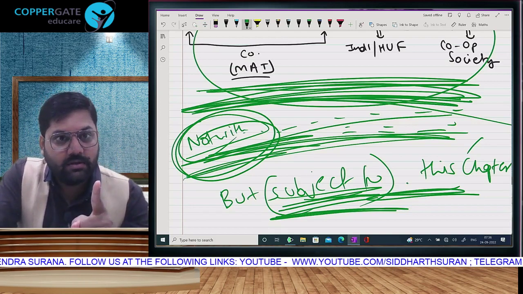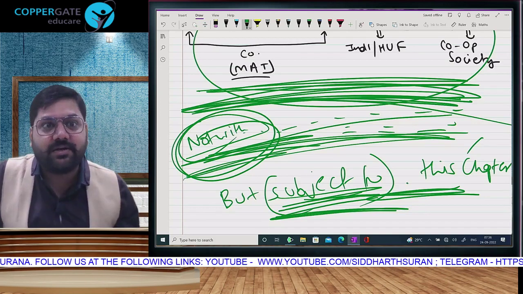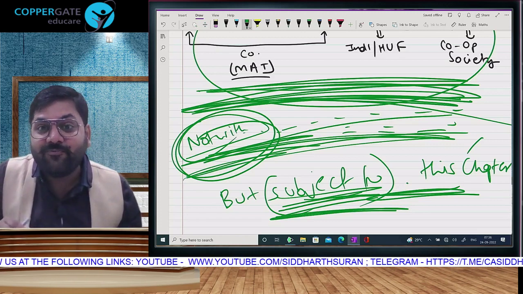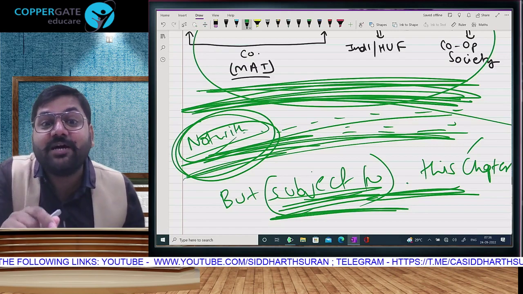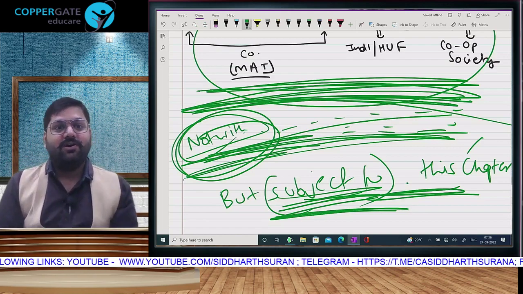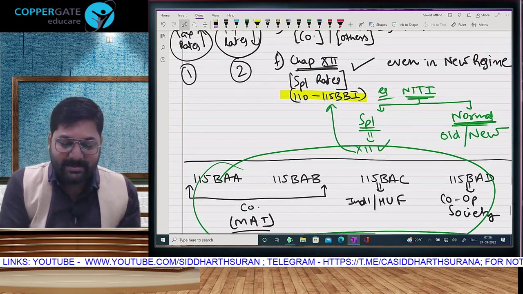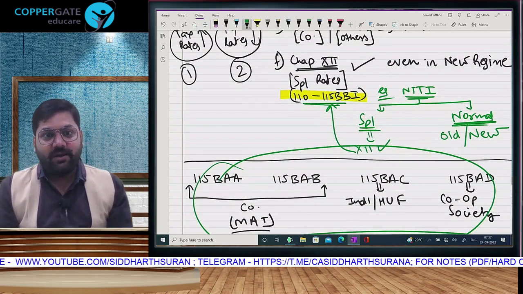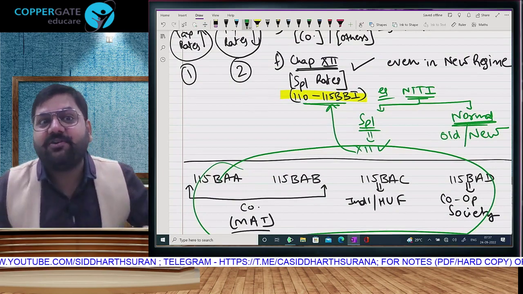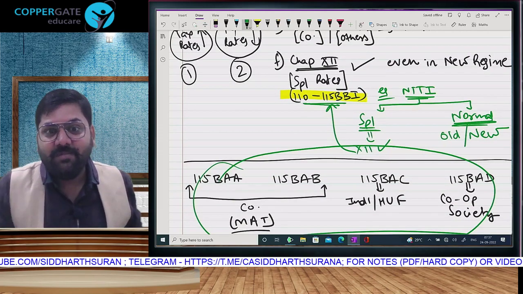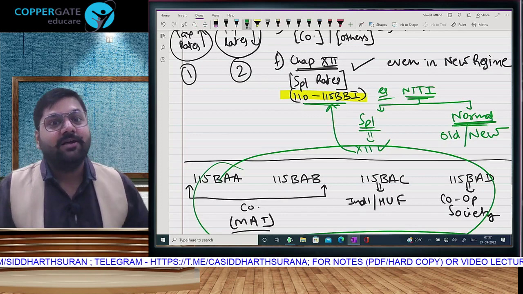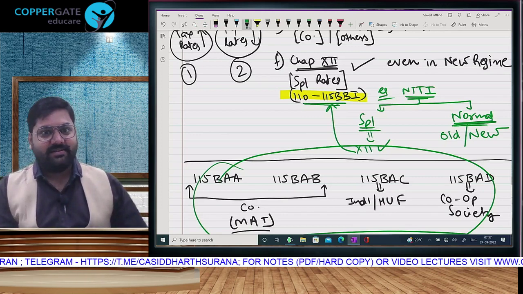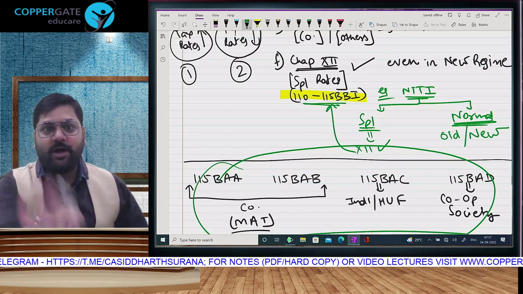Is that understood? But subject to this chapter, now tell me, the new regime falls in which chapter of income tax law? Which chapter? Chapter 12. It means I will fight with everyone, but I will not fight with chapter 12. I am bigger than everything in the Income Tax Act, but I am not bigger than chapter 12.